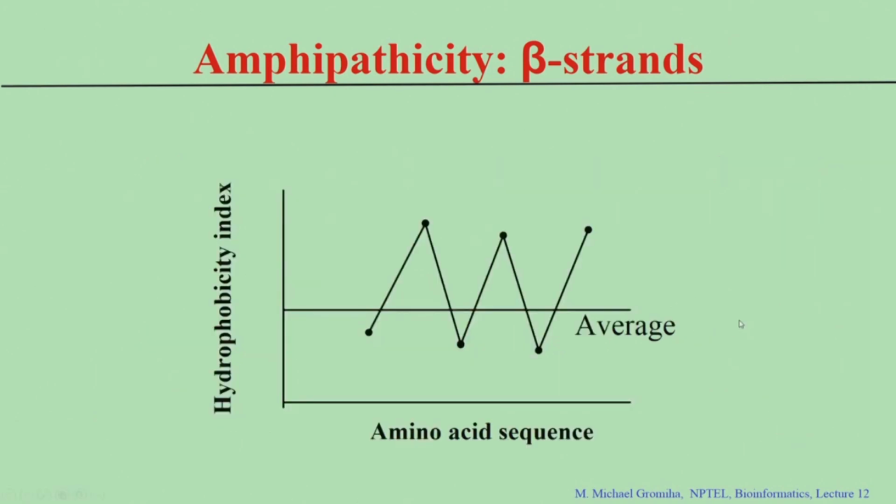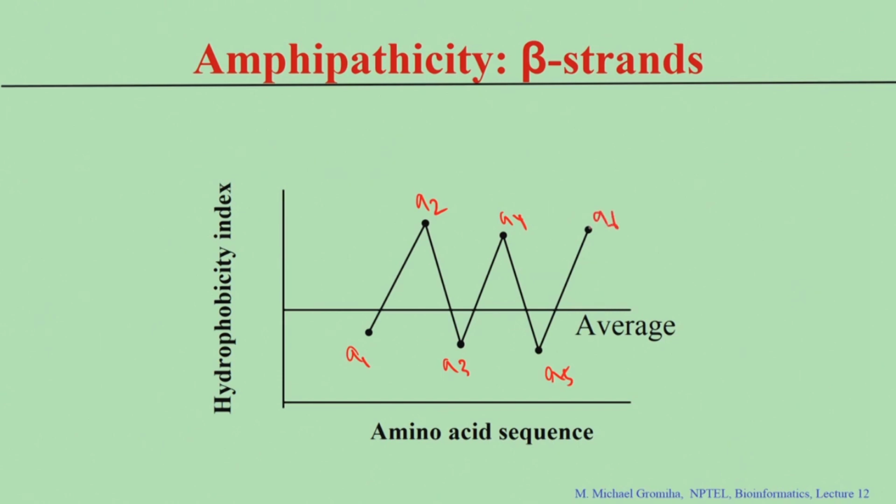So, now we have the patterns. You can see the x axis is the amino acid sequence, the y axis is the hydrophobicity index. Here these are the hydrophobic values of different amino acids. This is the average value. So, this is A1, A2, A3, A4, A5, A6.